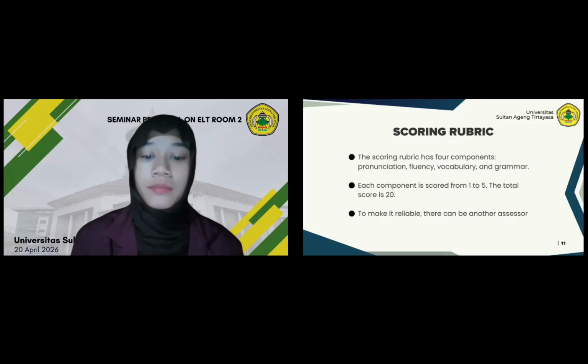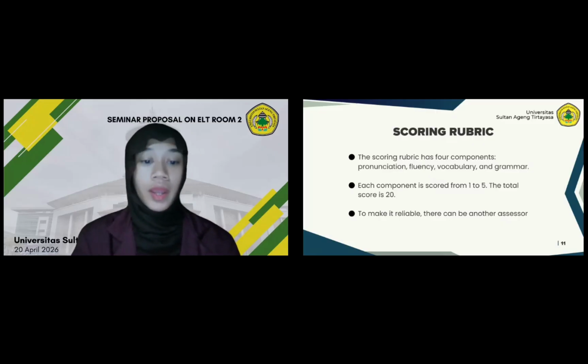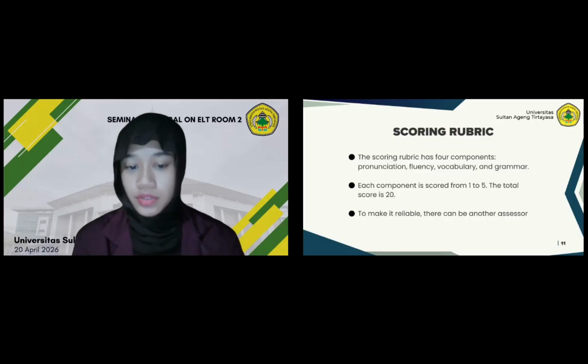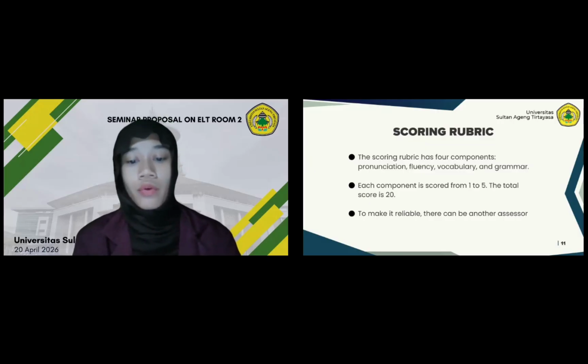Scoring rubric has four components, which are pronunciation, fluency, vocabulary, and grammar. Each component is scored from 1 to 5, and the total score is 20. So the higher the score, the better the speaking ability. To make the result more reliable, there can be another assessor, such as an English teacher.